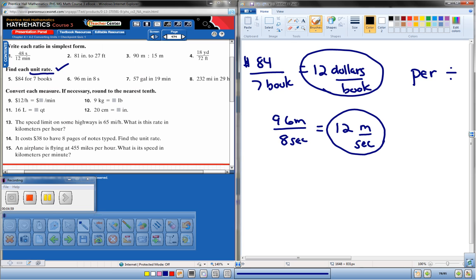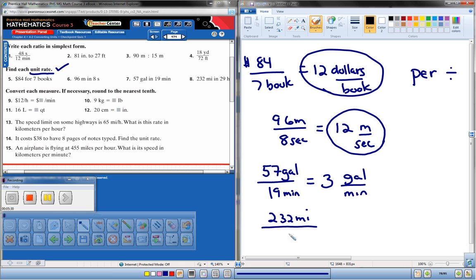Question number 7. I have 57 gallons in 19 minutes. Dividing the numbers, 57 divided by 19 is 3. And our units are gallons per minute. Problem number 8. I went 232 miles in 29 hours. Dividing the numbers, 232 divided by 29, 8. Our units, miles per hour. Hopefully that's not my car. That's very slow.